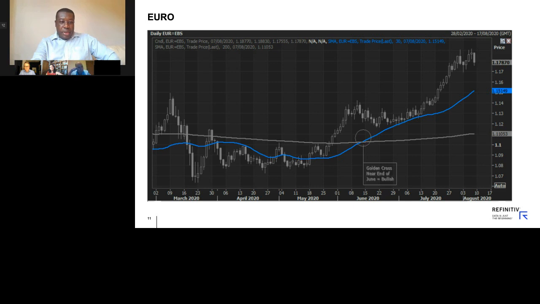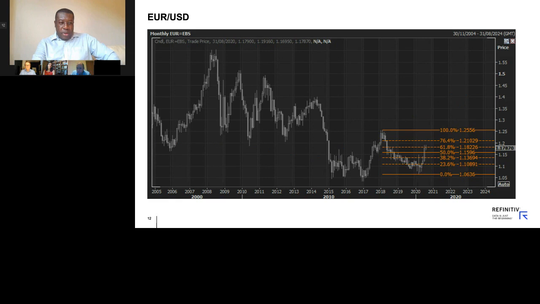My expectation is that it should eventually be enough to see the euro head towards 120. There's a 121 Fibonacci level, which is 76.4% of the big drop that happened between 2018 and 2020. So I think the likelihood is that we will head there.